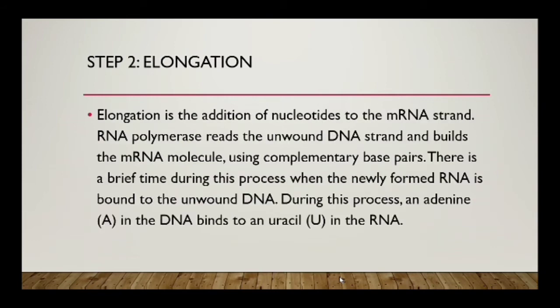Step 2, elongation. Elongation is the addition of nucleotides to the mRNA strand. RNA polymerase reads the unwound DNA strand and builds the mRNA molecule using complementary base pairs. There is a brief time during this process when the newly formed RNA is bound to the unwound DNA. So during this process, an adenine (A) in the DNA binds to a uracil (U) in the RNA.